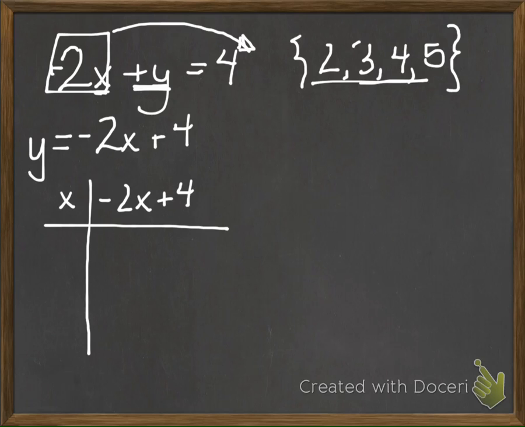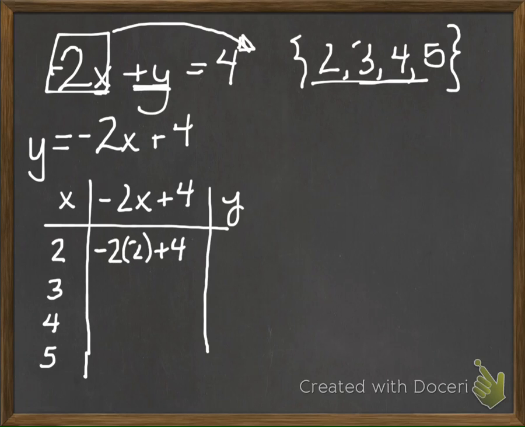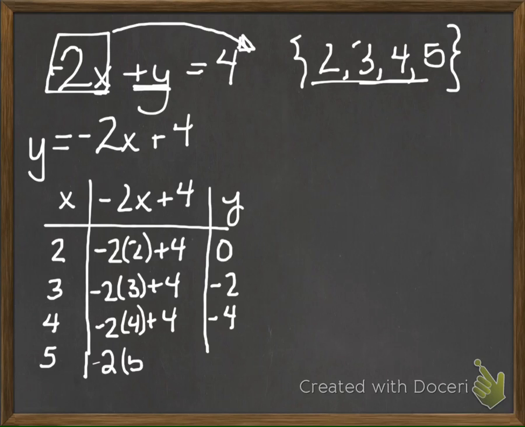So my values of x are 2, 3, 4, and 5. So I'm going to use this substitution method and substitute these values of x into my equation in place of x and solve for y. So I have negative 2 times 2 plus 4. Well, negative 2 times 2 is a negative 4, plus 4 is 0. Negative 2 times 3 plus 4. That's negative 6 plus 4 is a negative 2. Negative 2 times 4 plus 4 is negative 8 plus 4, which is negative 4. And negative 2 times 5 plus 4 is negative 6.